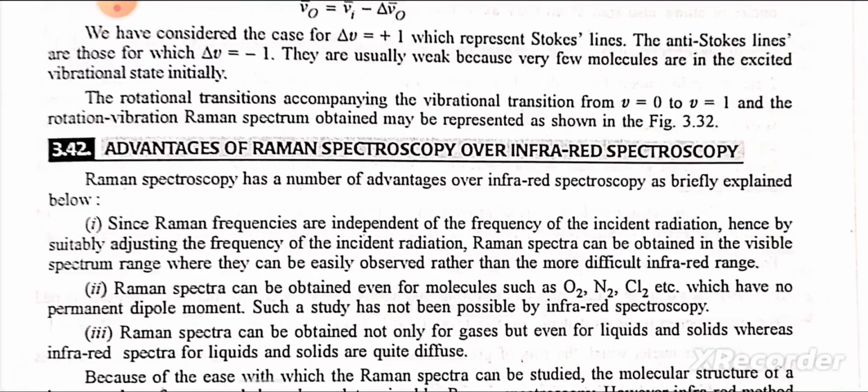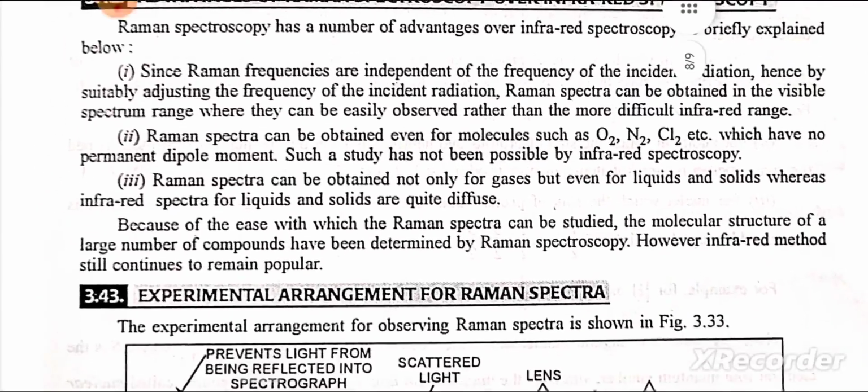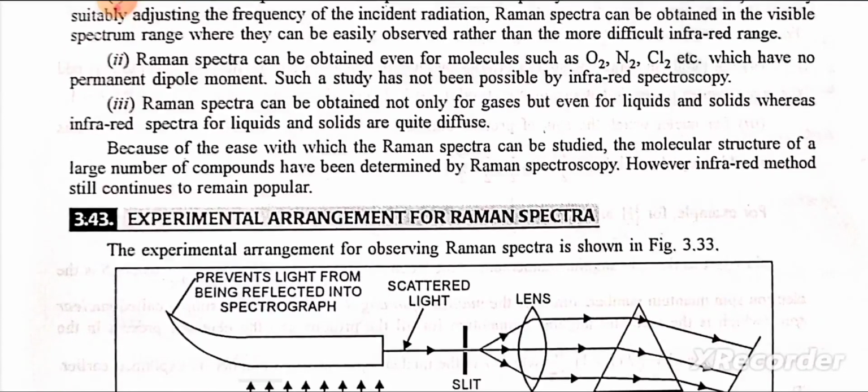Second, Raman spectra can be obtained even for molecules such as O2, N2, Cl2, etc., which have no permanent dipole moment. Such a study has not been possible by infrared spectroscopy. Third, Raman spectra can be obtained not only for gases but even for liquids and solids, whereas infrared spectra for liquids and solids are quite diffuse. Because of the ease with which the Raman spectra can be studied, the molecular structure of a large number of compounds has been determined by Raman spectroscopy. However, the infrared method still continues to remain popular.